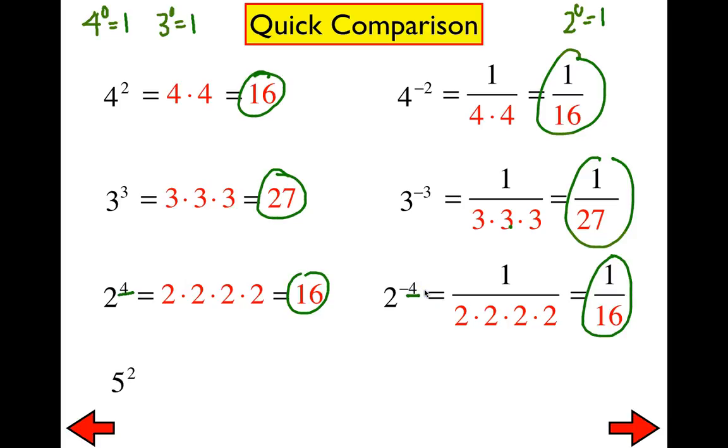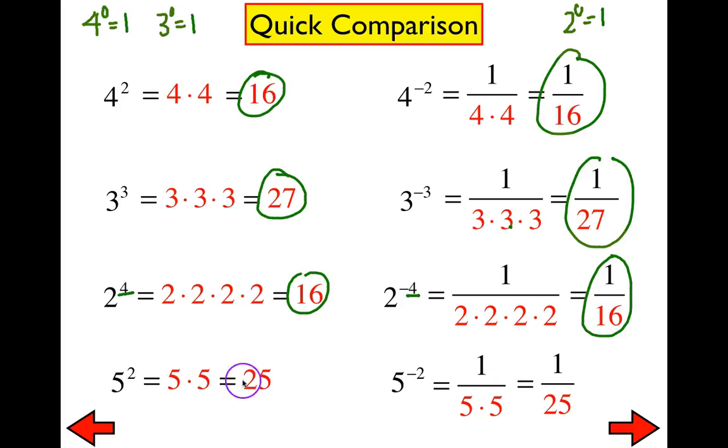Okay, 5 squared, what does it mean? It means 5 times 5. 5 to the negative second, what does it mean? 1 over 5 times 5. So here the answer evaluated would be 25, but here the answer evaluated would be 1 over 25.